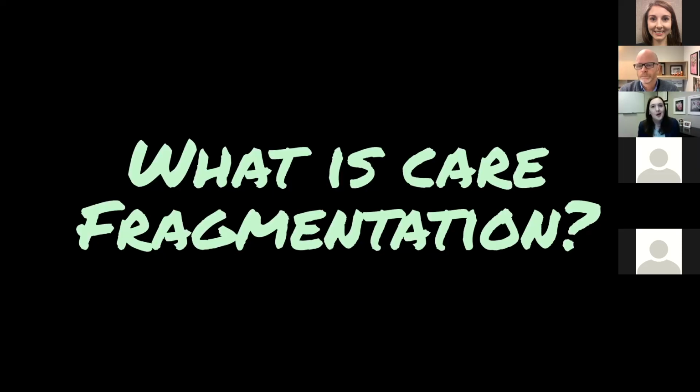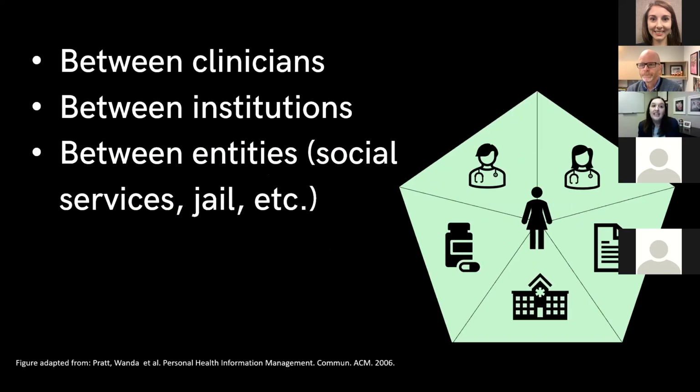But first, what is care fragmentation? Care fragmentation can mean many different things to different people because there are just so many ways that care can be fragmented. Here are some broad categories that care can be fragmented between. So for example, care can be fragmented between clinicians. Think a PCP and a specialist, or a PCP and a hospitalist.